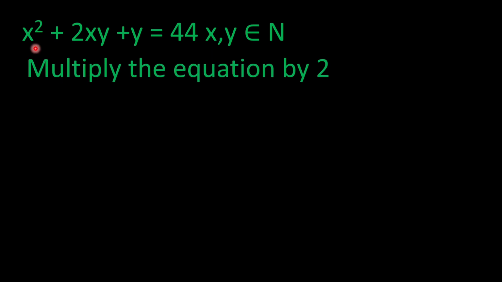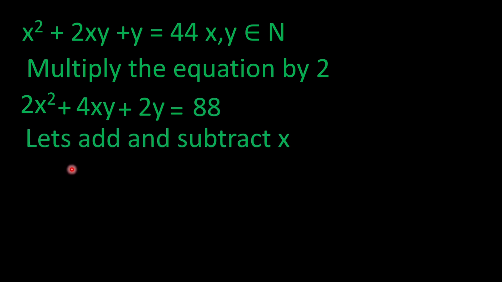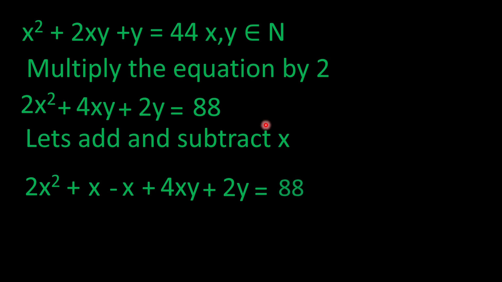First we will multiply this equation by 2. This will become 2x square plus 4xy plus 2y equals 88. And now in the next step, let's add and subtract x on the left hand side of this equation. So this will become 2x squared plus x minus x and then plus 4xy plus 2y equals 88.